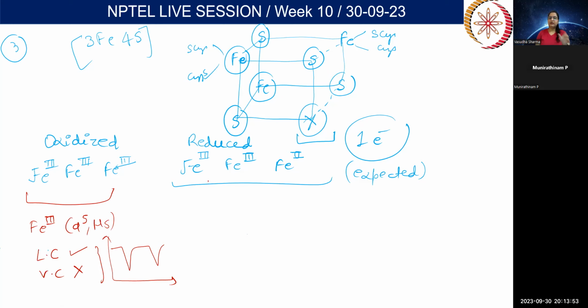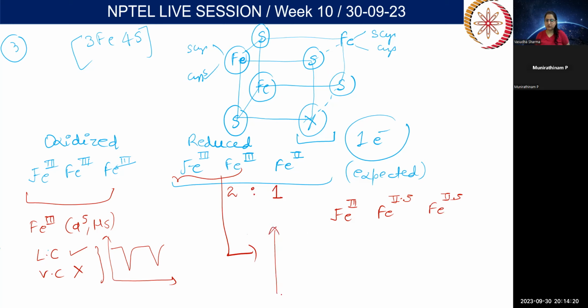How do we confirm that two irons are +3 in nature and 1 is iron 2, and not this particular case: iron +3, iron 2.5, iron 2.5? These systems also exist. So what actually happens? We expected that one of the 3 irons would get reduced to iron 2, and we will be having 2 Fe3 to 1 Fe2, right? And we know already that Fe3 is having less splitting. So we were expecting that the inner one, Fe3, would have more intensity compared to Fe2.